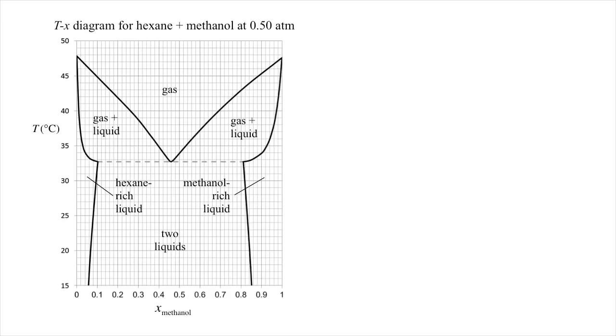As a concrete example, shown here is the TX phase diagram for mixtures of n-hexane and methanol at a half atmosphere. For those of you still waiting for today's cartoon, now is the moment.